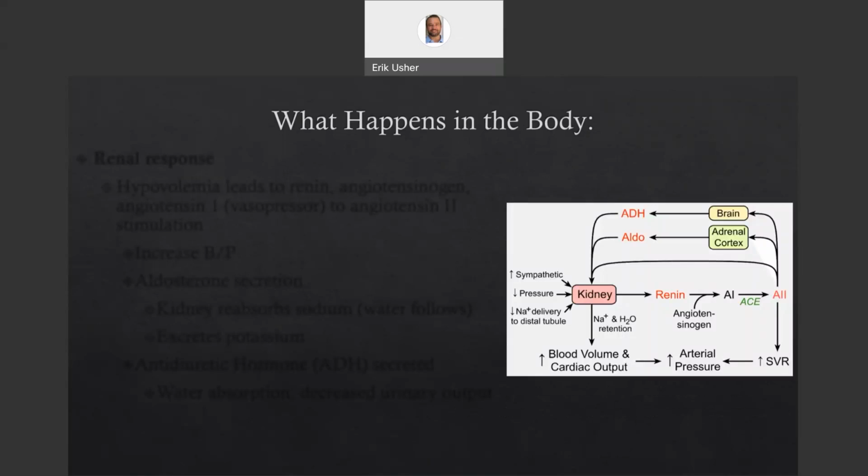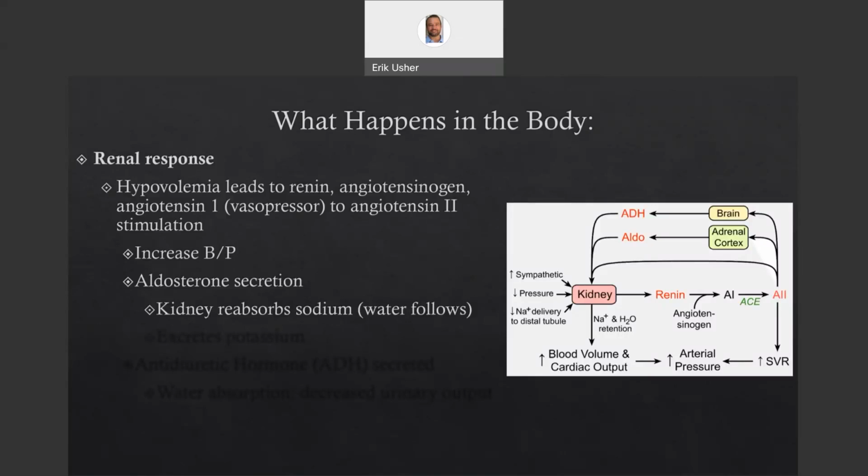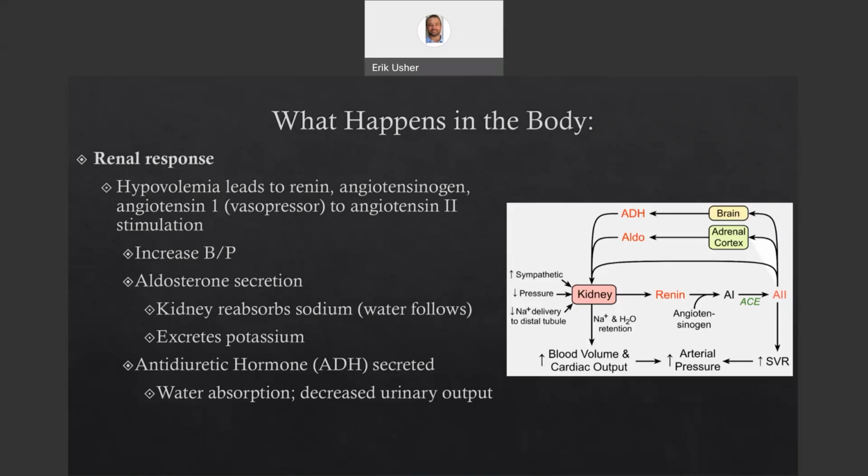So again, continuing on, what's the renal response? Well, they get hypovolemic, which leads to renin-angiotensin-aldosterone system activation. Angiotensin is a potent vasoconstrictor, and aldosterone reabsorbs sodium and water, so we get an increase in blood pressure. The kidney reabsorbs the sodium, water follows, so we increase volume. And then we excrete potassium. Antidiuretic hormone is secreted, so we absorb water and hold on to it. We get a decreased urine output.